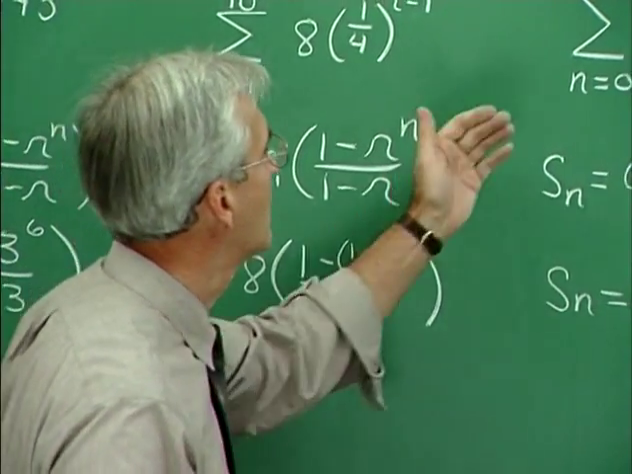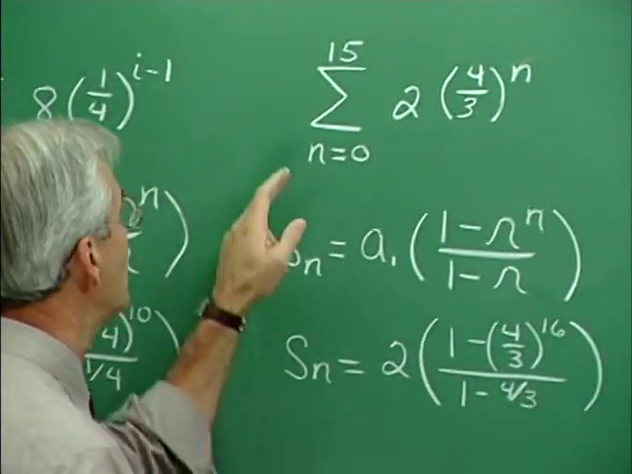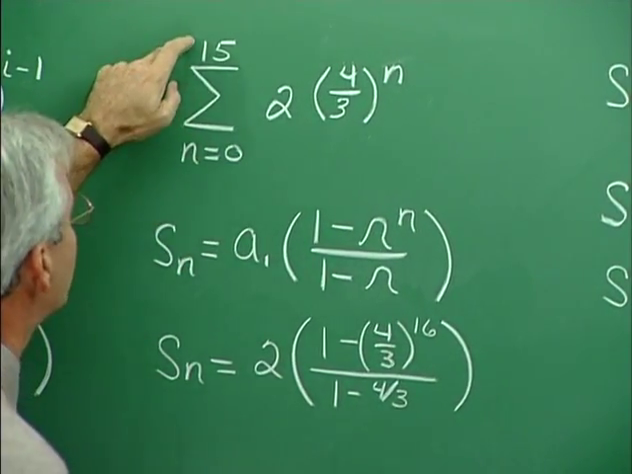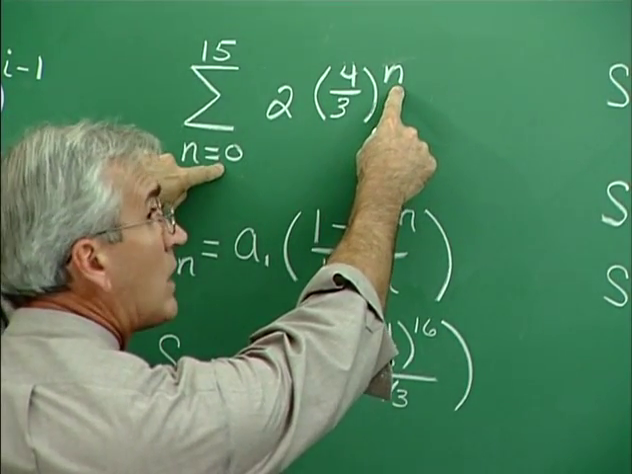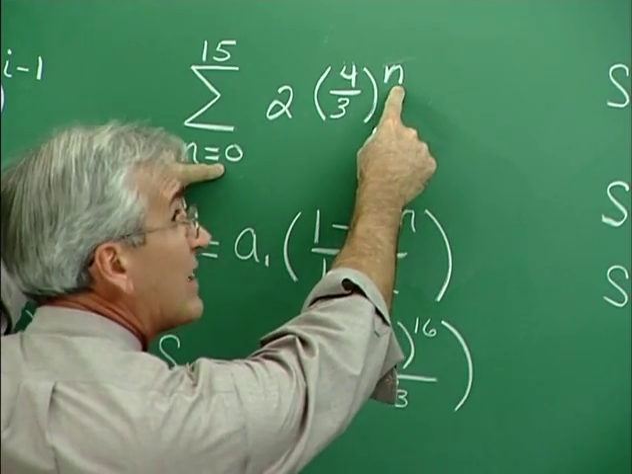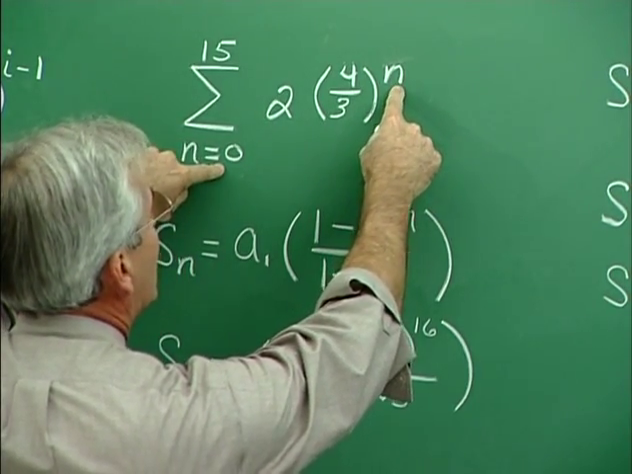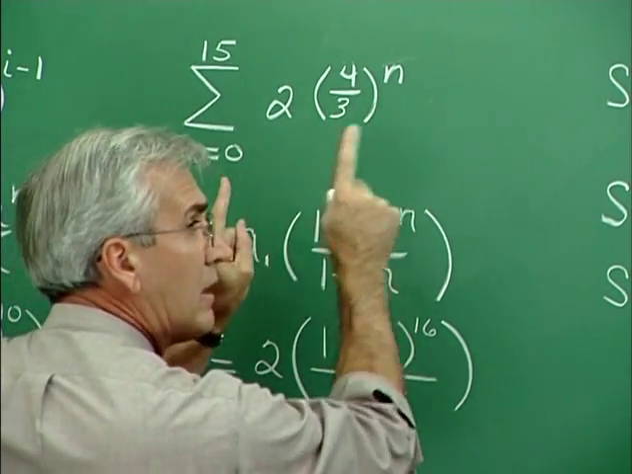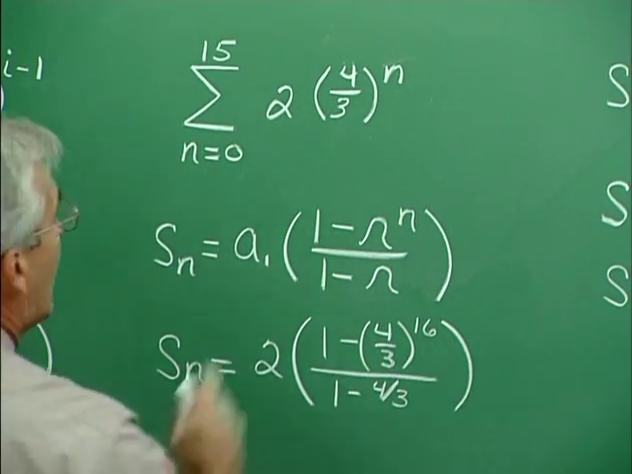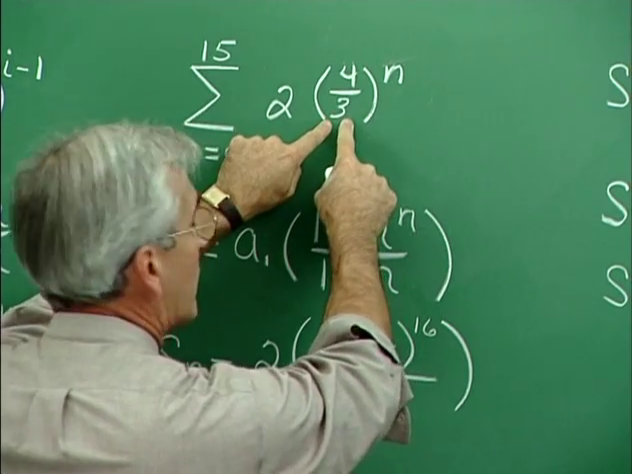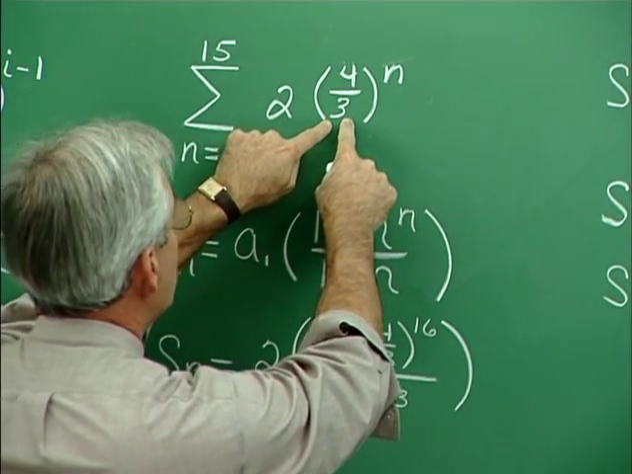Here's another one. Now notice that the counting mechanism is going from 0 to 15. We see that the counting mechanism is an exponent, or part of an exponent. But if it's either part of or in the exponent, then we know we have a geometric situation. And the base of the counting mechanism, the 4/3 here, is the common ratio.